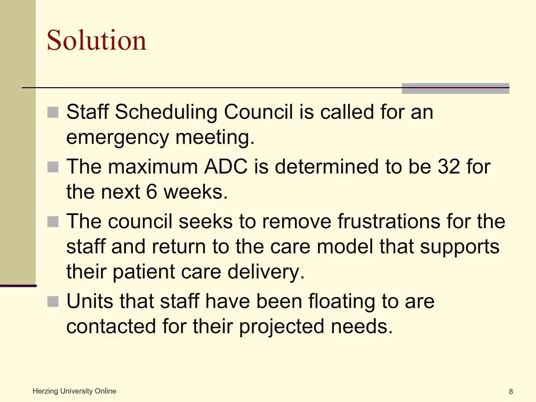Let's review some of the solutions for the case and scenario presented earlier. The staff scheduling council is called for an emergency meeting. The maximum average daily capacity is determined to be 32 for the next 6 weeks. The council seeks to remove frustrations for the staff and return to the care model that supports their patient care delivery. Units that staff have been floating to are contacted for their projected needs.